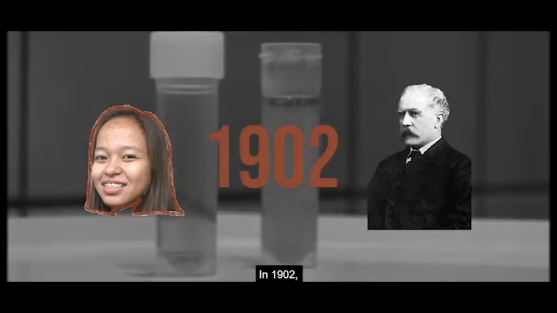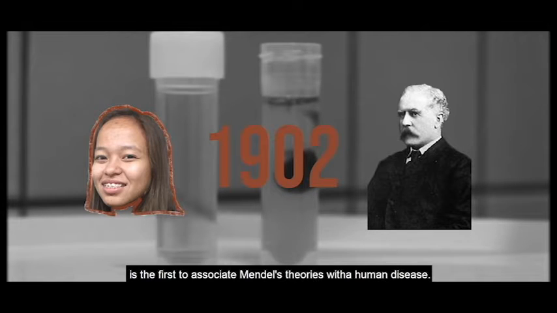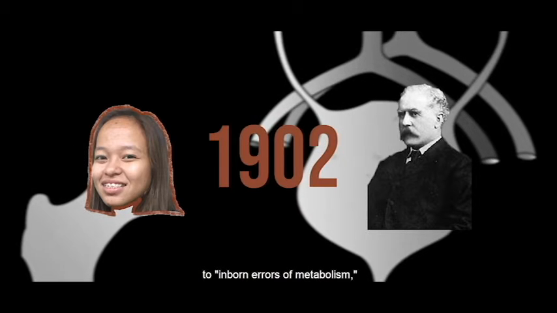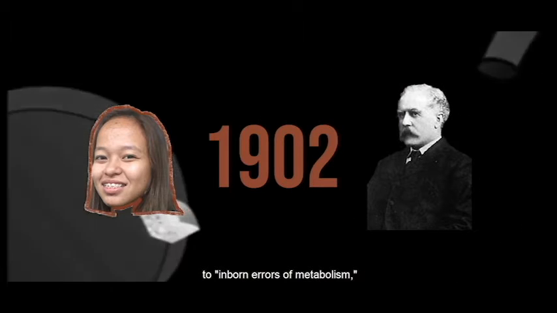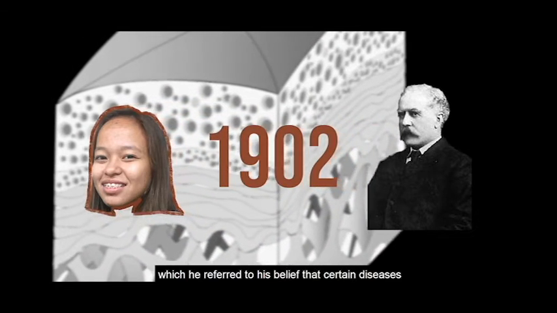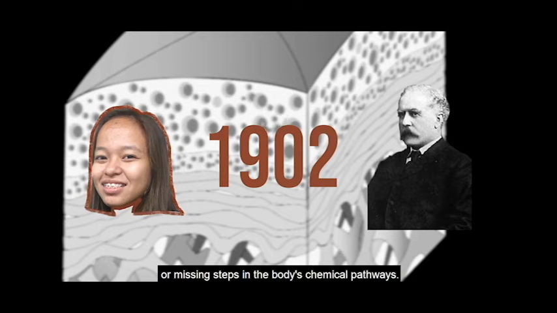In 1902, Sir Archibald Edward Garrod was the first to associate Mendel's theories with a human disease. It was also the first time that a genetic disorder had been linked to inborn errors of metabolism, which he referred to as his belief that certain diseases were the results of errors or missing steps in the body's chemical pathways.